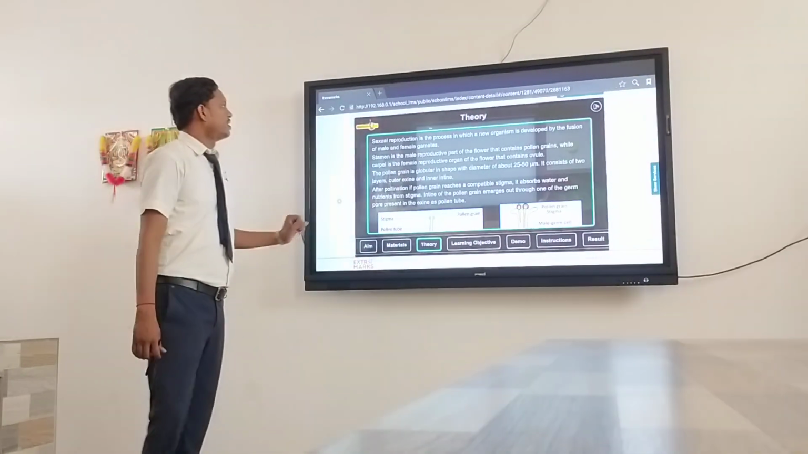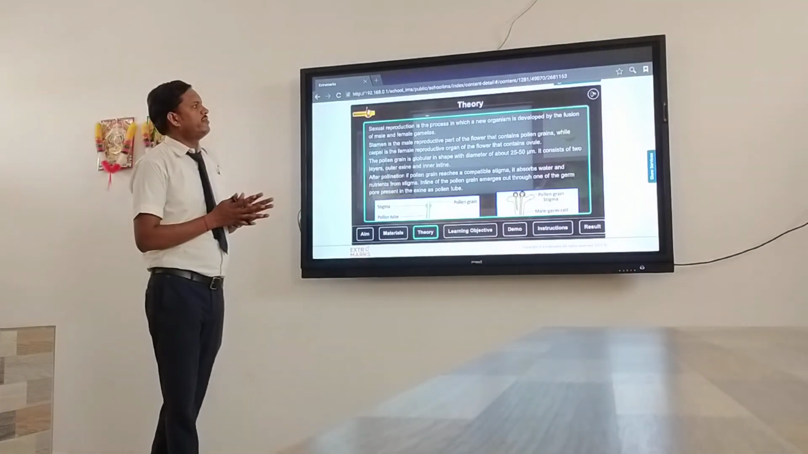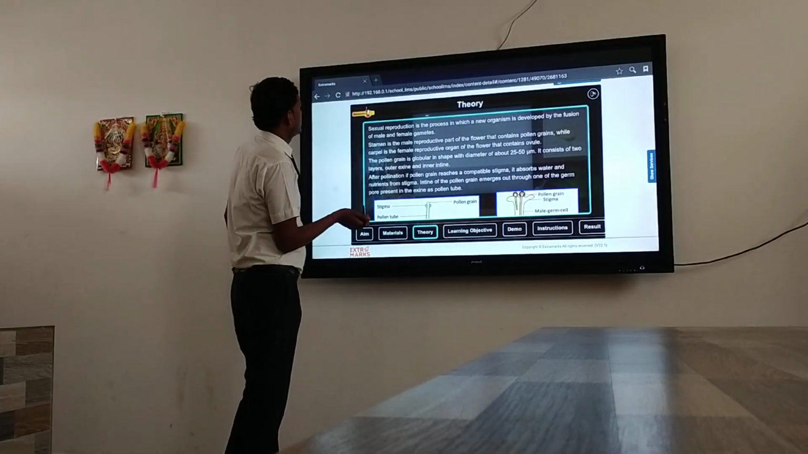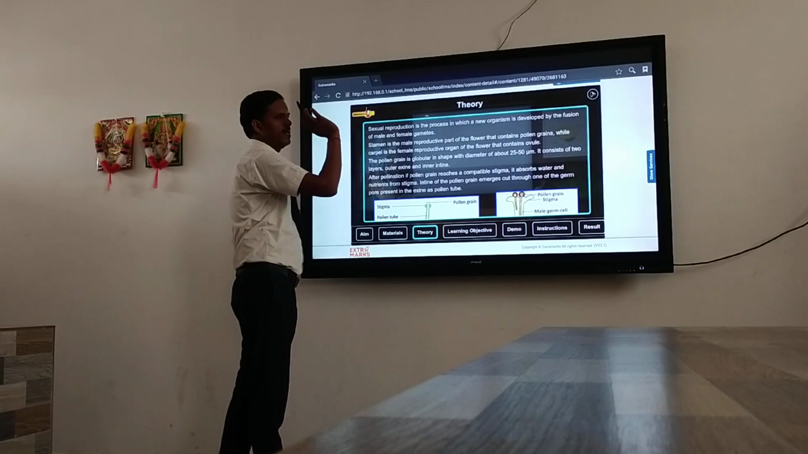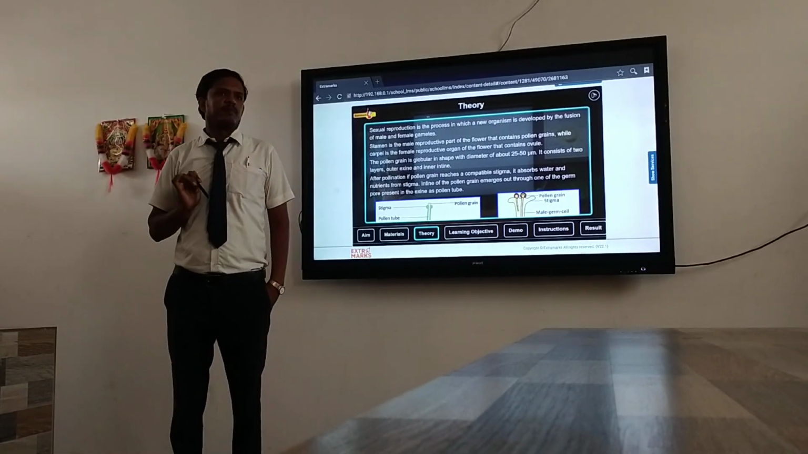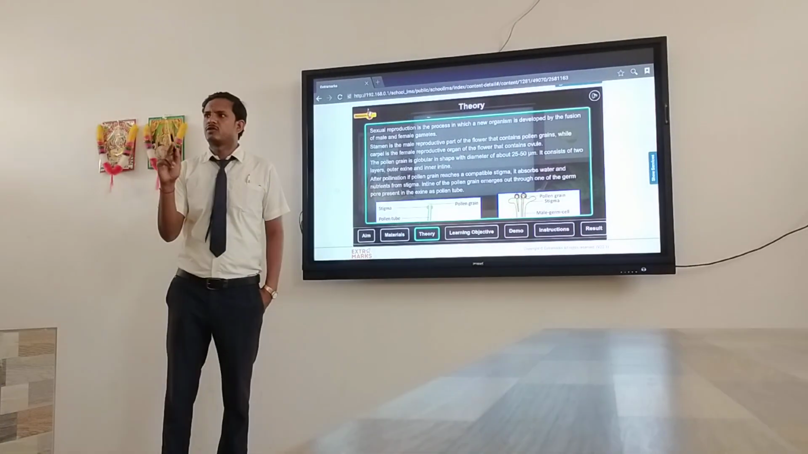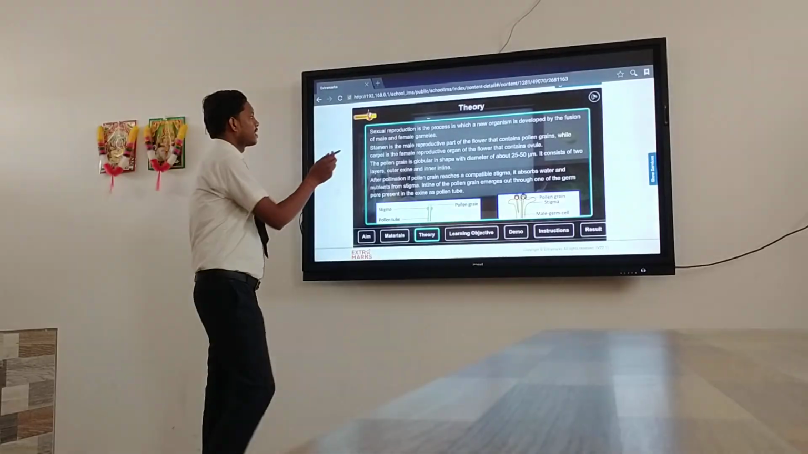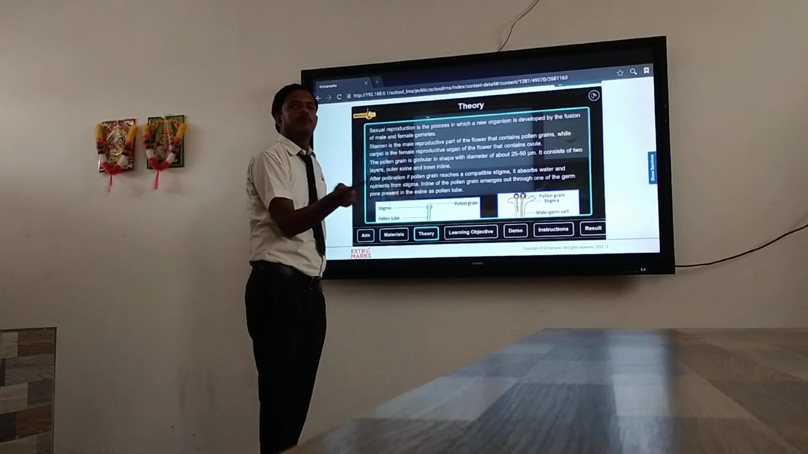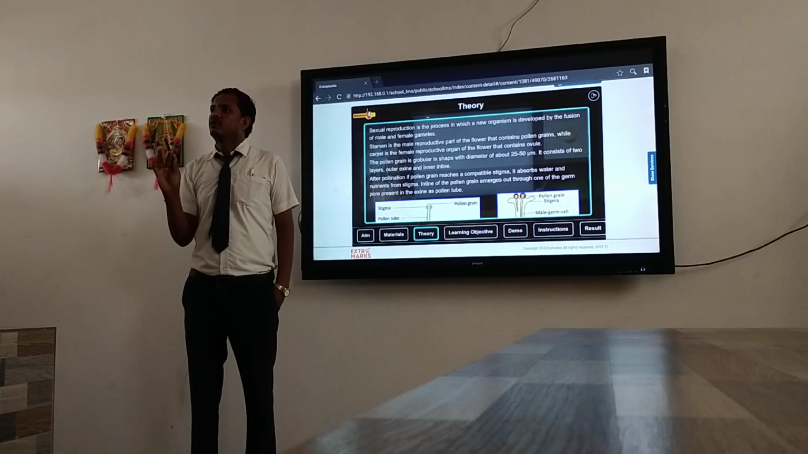Of pollen tube. See, we all know very well, sexual reproduction is the process in which a new organism is developed by the fusion of male and female gamete. So what are the sources of the male and female gamete? That also we need to know. Pollen grain is actually the source of the male gamete. Stamen is the male reproductive part of the flower that contains pollen grain. So where is pollen grain going to be present? In the anther of the stamen.